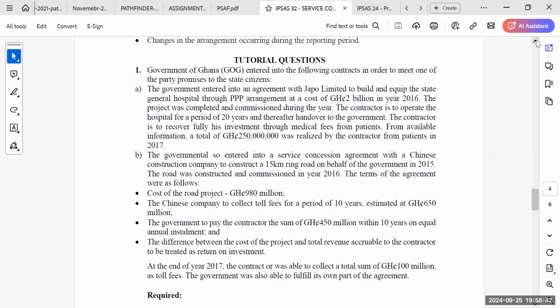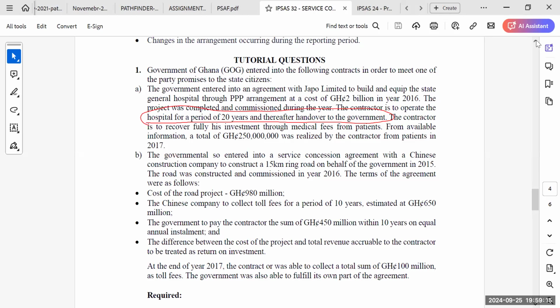You can see that at the end of the 20 years, the asset will be handed over to the government. So you can say the government is going to have a residual value over the hospital. This is an arrangement between the government and the operator. The operator cannot say he's not going to be operating the hospital for Ghanaians.